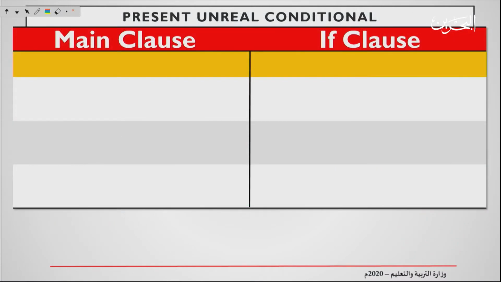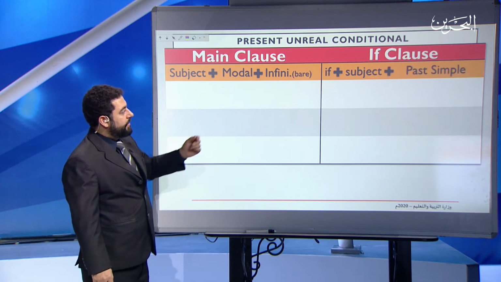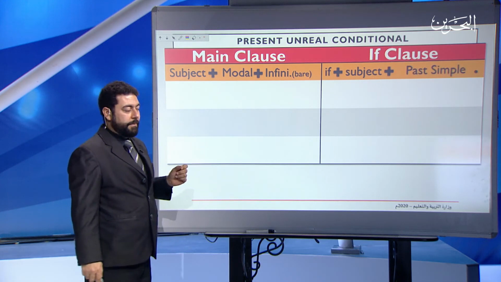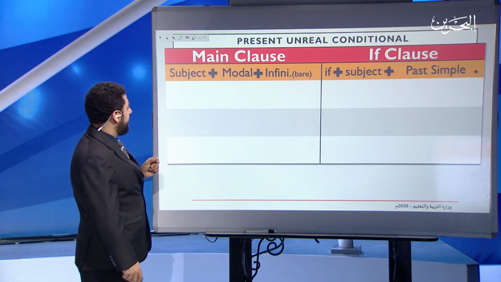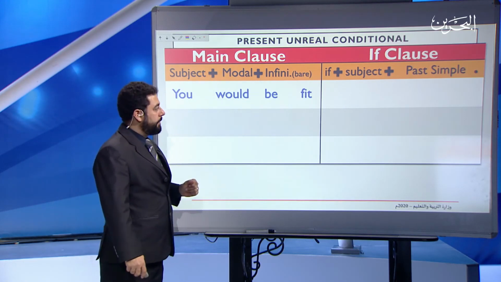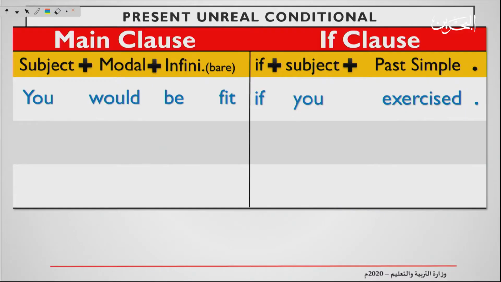So now I have switched. I'm going to start with the main clause and then the if clause. So I start with the subject plus a modal plus infinitive, and then if without a comma. I do not add a comma here. If, and then a subject, then a past simple, and last a full stop. So let's check the example. You would be fit, okay, if you exercised. You have to note that there is no comma in here.